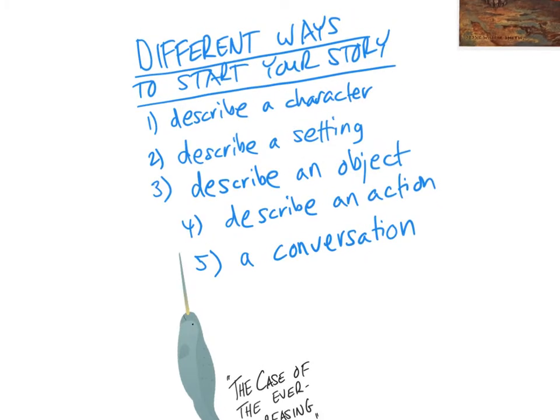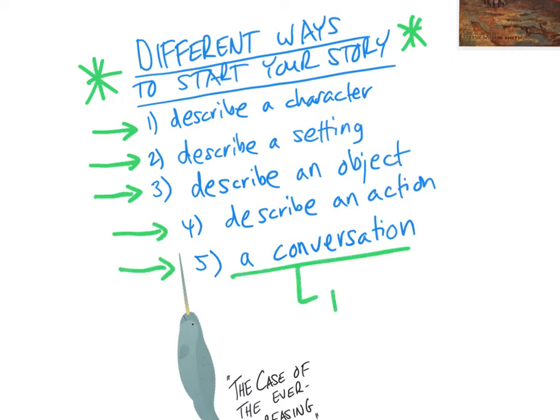So, if you're starting a creative story, something that often happens with people is you have no idea how to actually begin. So this last part, part 5 of this video, is different ways to start your story. So, number 1, you could describe a character in the first paragraph or first couple of paragraphs. You could describe a setting. I spoke about setting in video 19A, I believe. You could describe an object, and I'll show you what I mean by that in a second. Likewise, you could describe an action. You could have a conversation.